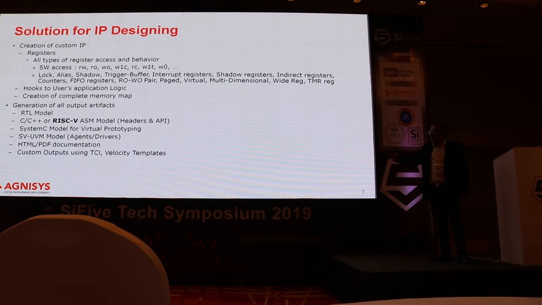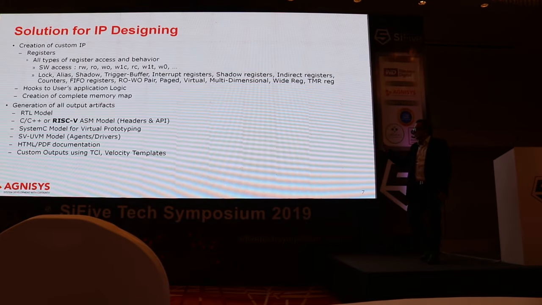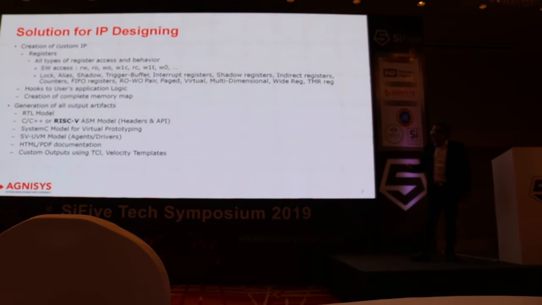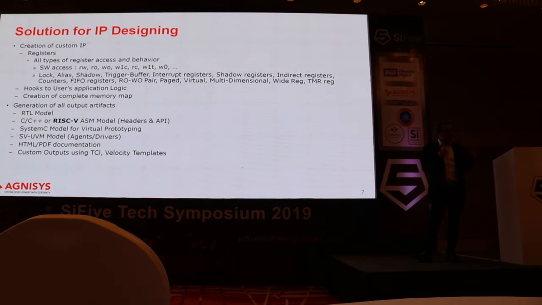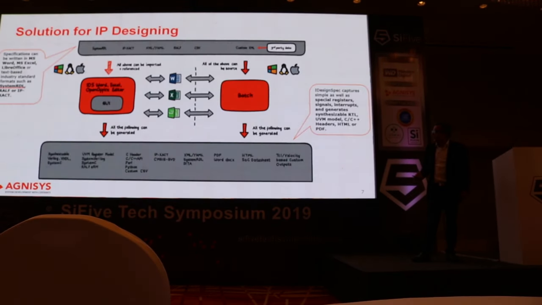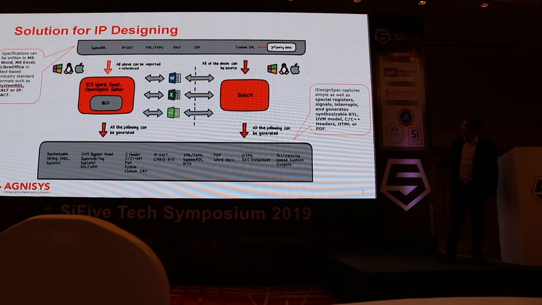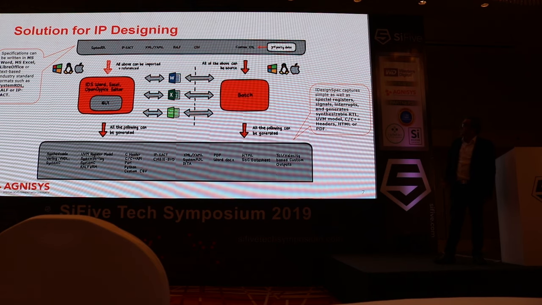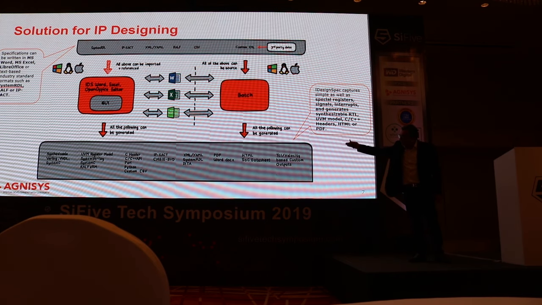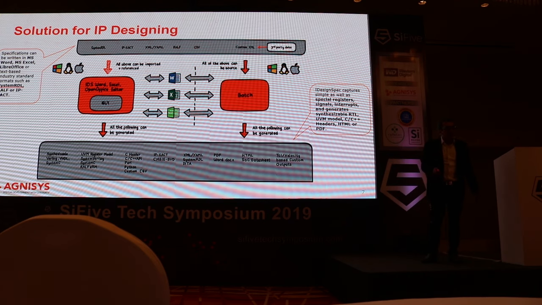And perhaps custom outputs also. Our solution, we have something called Velocity templates that you can use to create additional outputs. And so this is like the whole solution in one place. So basically, create the specification either in textual formats or plugins into Word, I'll show you a sample later on, or Excel or OpenOffice if you want, and automatically generate all these artifacts from that single source.